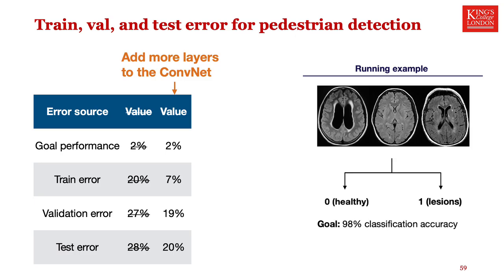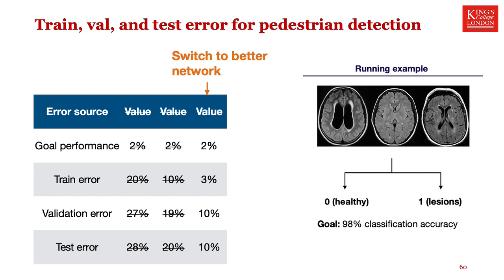Yes, it might happen that the gap between the train and validation error has increased. For example, here, the train and validation error in the previous column is between 20 and 27, which means a 7% drop. While with the new model, the amount of overfitting that exists between the training and the validation error is around 12%, which is larger than before. But in the end, the validation error is still better than the original 27%. So everything has improved, even though the amount of overfitting has also increased.